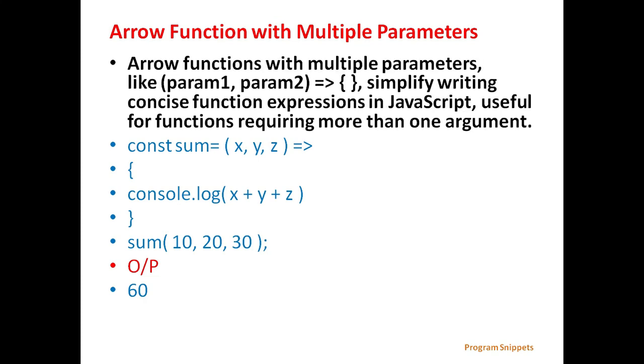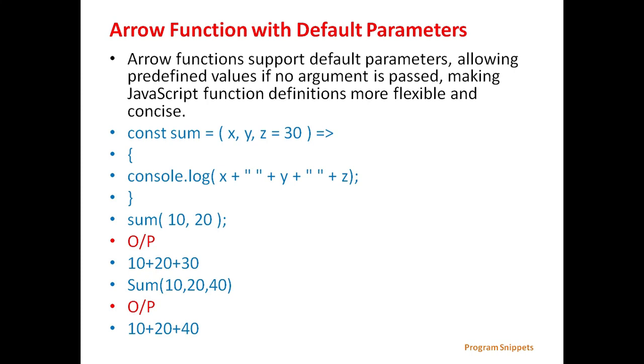Then arrow function with multiple parameters. Arrow function with multiple parameters like parameter 1, parameter 2 simplifies writing concise function expression in JavaScript, which is useful for functions requiring more than one argument. For example, const sum = (x, y, z) =>, and inside function body we'll write console.log(x + y + z). And if you call the function with 10, 20, 30 as parameters, it will give the output 60.